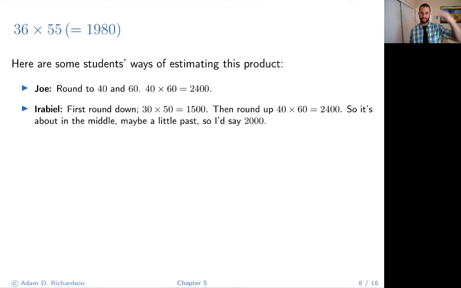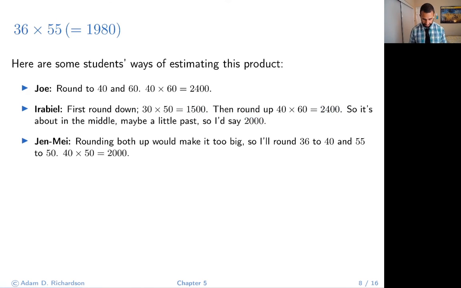Irabeel said first round down to get 1,500, then round up to get 2,400, and then it's got to be somewhere in the middle because he rounded both down and then rounded both up. So a little bit past, I'd say, 2,000. That's a clever way of doing it, and that's a valid way of doing it. That's a way to estimate.